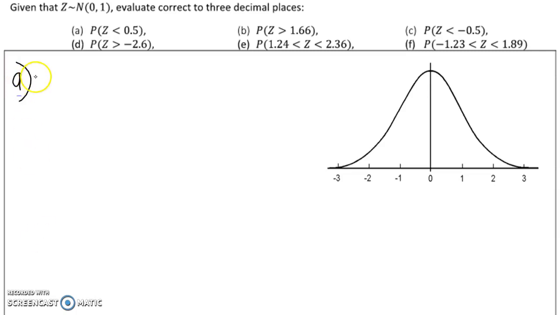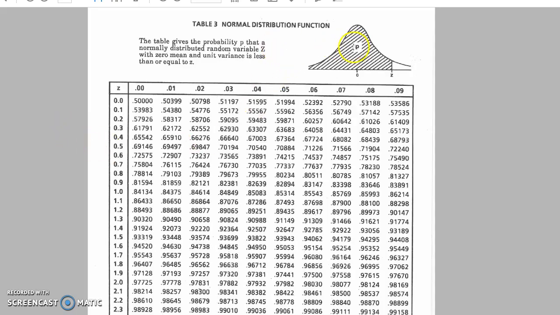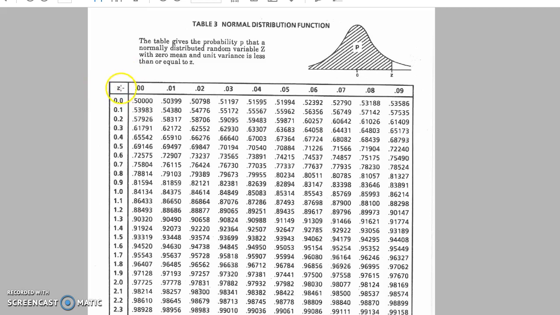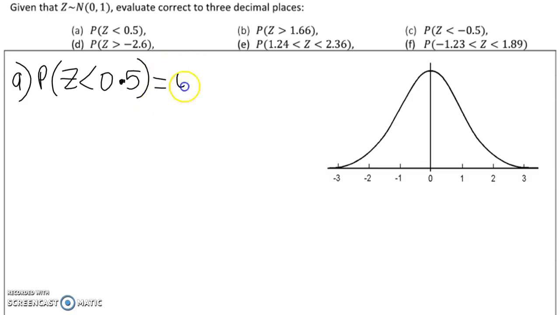Right, part A is simply a case of looking in the normal distribution tables for a z value of 0.5. Because the normal distribution tables give us the area to the left of a z value, in other words, the probability that it is less than whatever our z value is, then that's why we just need to look straight in the tables for 0.5 on z. So we're down to 0.5 and the first number we have is 0.69146.